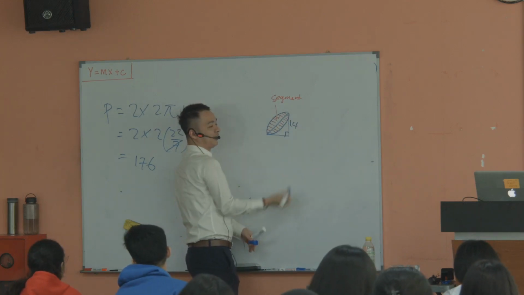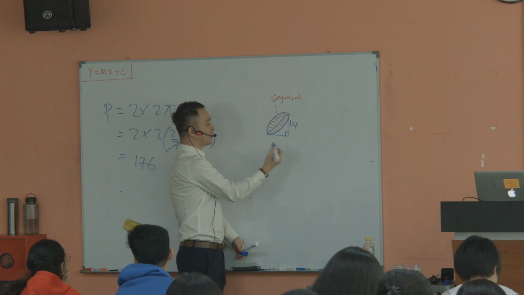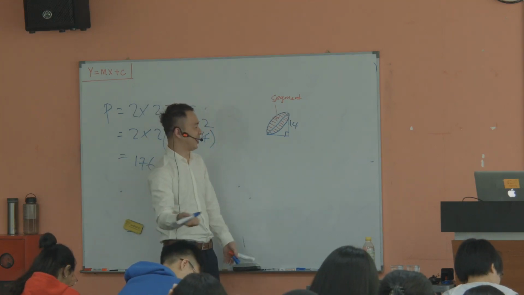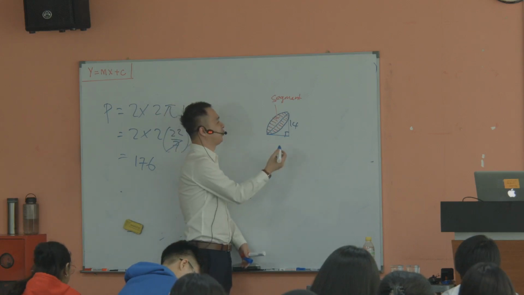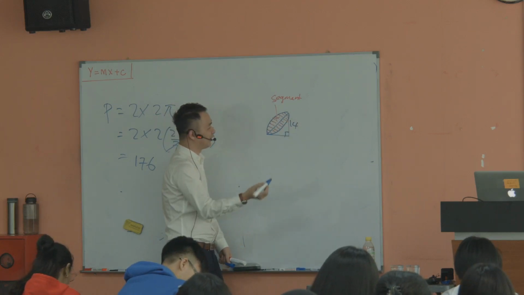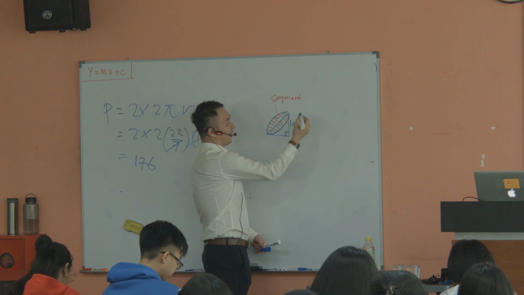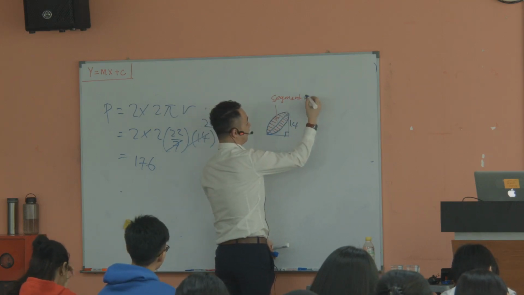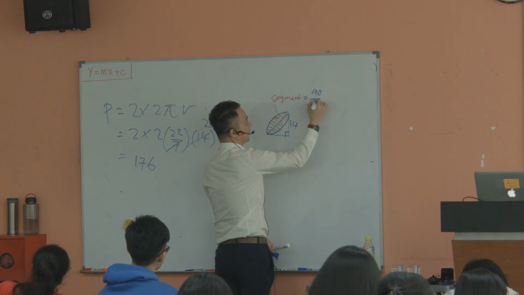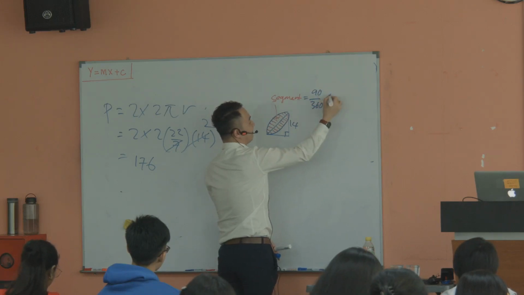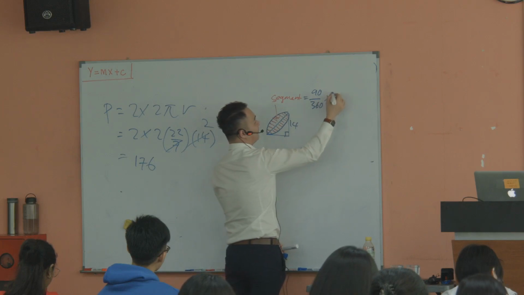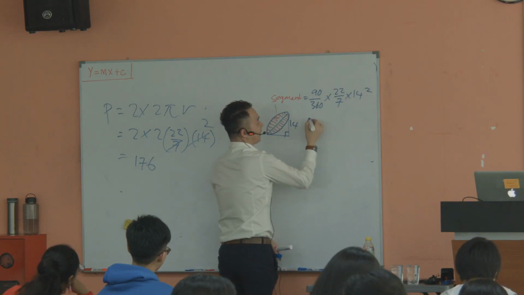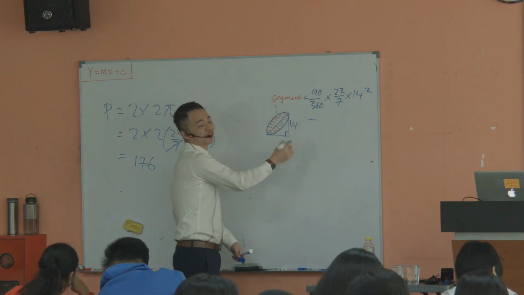This is 14. So you can use the formula if you want, or you can just remember pi r squared divided by 4. Either one will get the same result. So what I will do here is I will use the area of sector, which is 90 over 360, multiply 22/7 pi r square, 14 square, minus area of triangle.